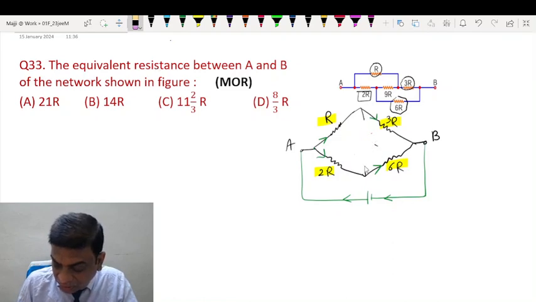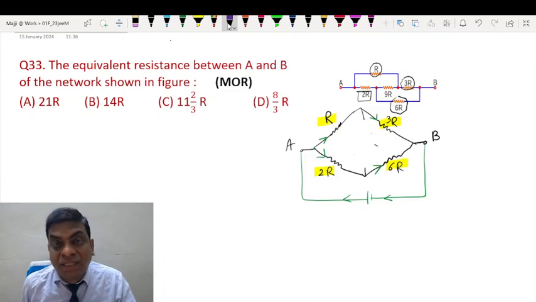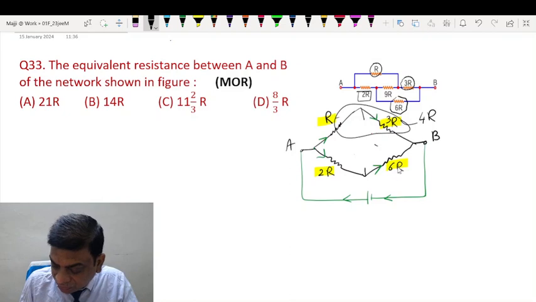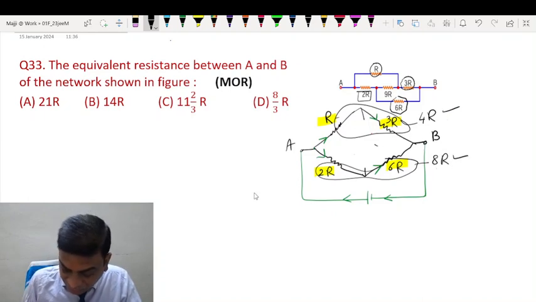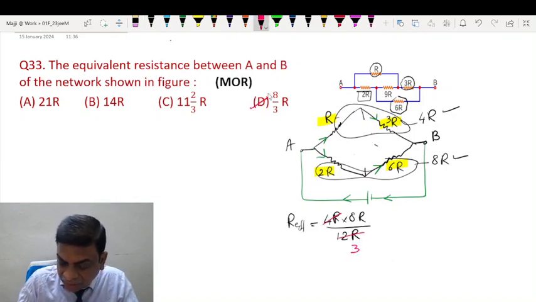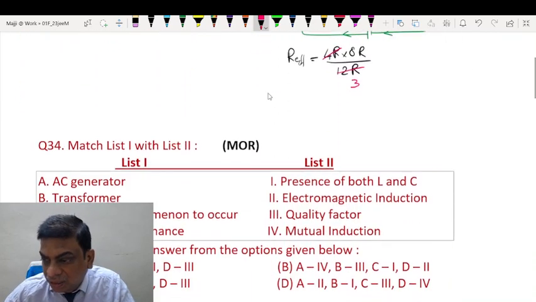So just ignore it. Now you have a combination of series parallel arrangement. Here R and 3R are in series, so the equivalent resistance will be 4R, whereas these two resistors are also in series, so 2R plus 6R is 8R. Now we have a parallel combination of 4R and 8R. So the effective resistance will be product upon sum, which gives 8R by 3. D option is the correct answer.